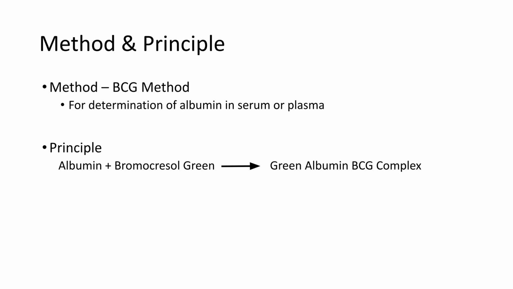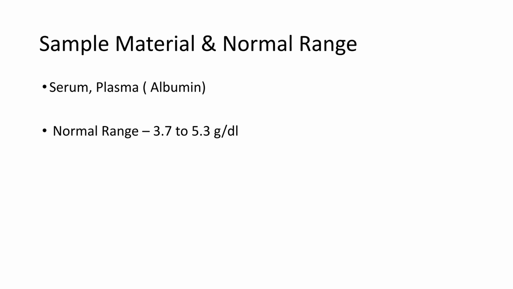The principle involves albumin binding with bromocresol green to form a green albumin BCG complex. Albumin is measured in serum and plasma. The normal range for serum albumin is 3.7 to 5.3 grams per deciliter.